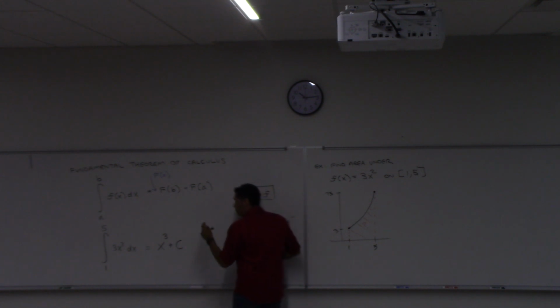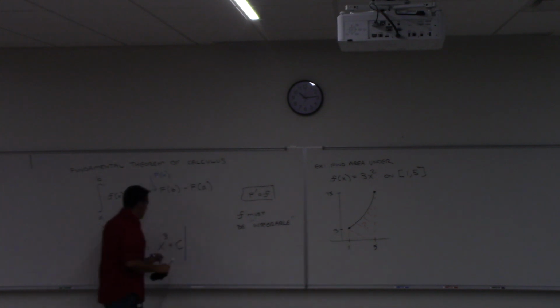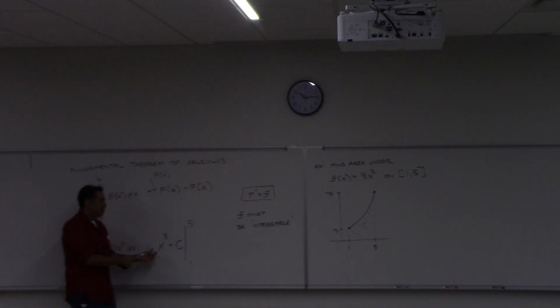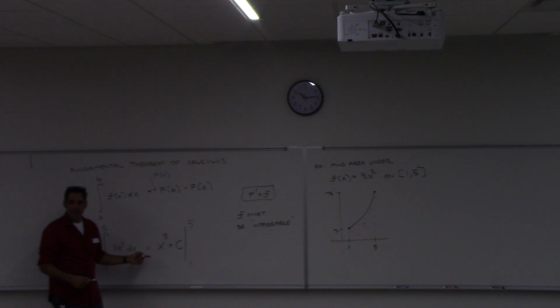So what we normally do, the normal notation, is to put a bar at the end of this. We call this the evaluation bar. And what we do is we remind ourselves we're not done. We put the 1 down here and the 5 here. And this just reminds us that we still have to take this antiderivative and plug in the 2 endpoints to get our answer, right?